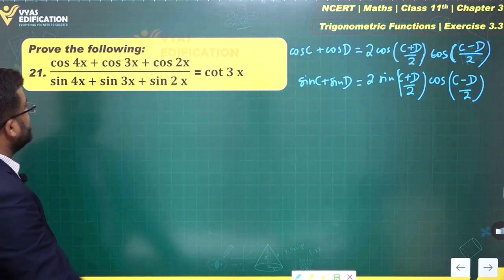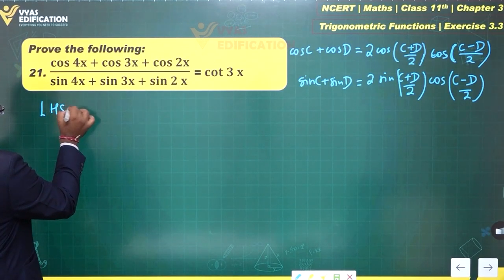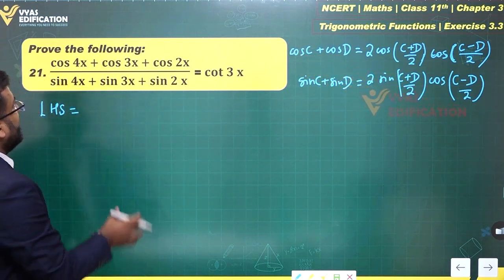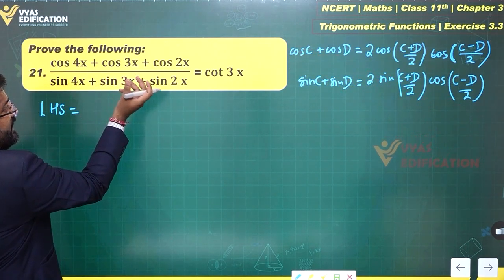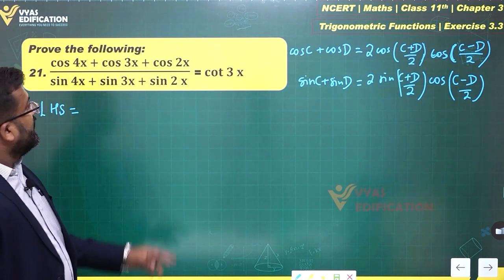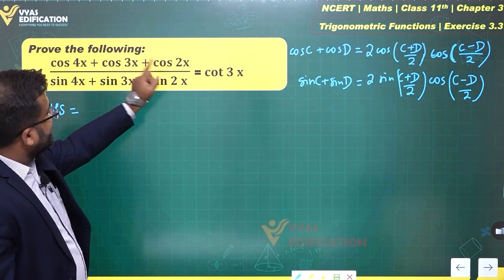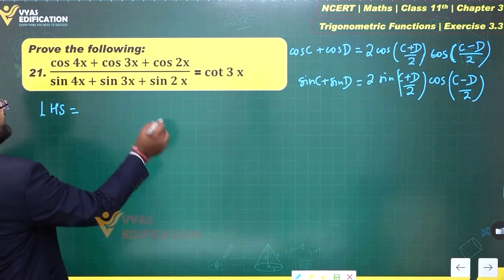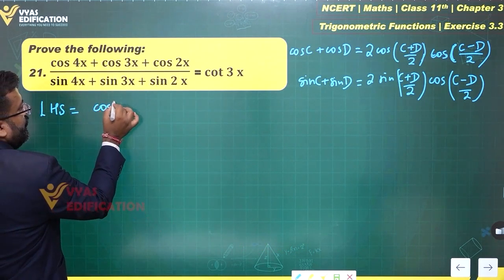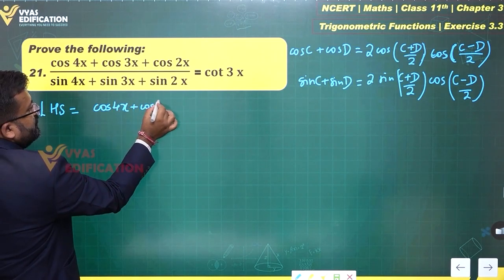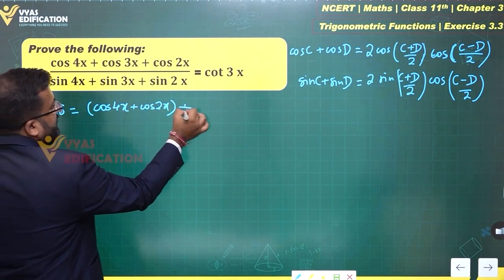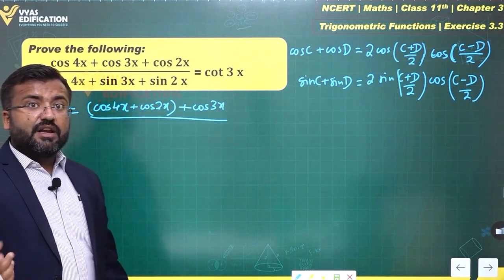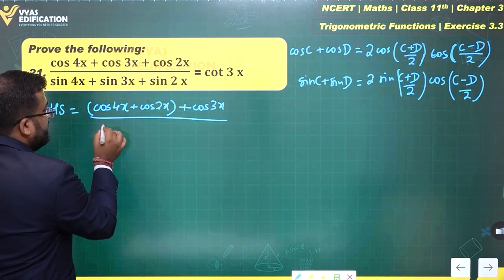Once we are okay with this, let's begin with the LHS. What does the LHS say? LHS says, can we club together any two particular angles? Let's take the two extremes and club them together. That's the easiest step, right? Let's club the two extremes. What you have is cos 4x plus cos 2x, and a cos 3x. What about the denominator? Similarly, we'll club together the two extreme angles.